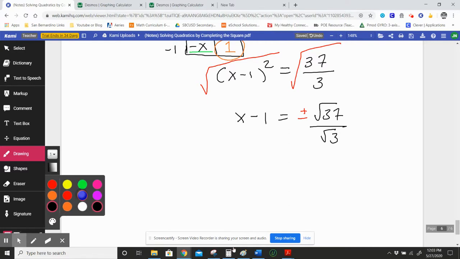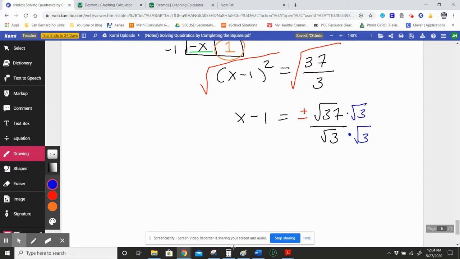The reason why I did that is I want to rationalize the denominator. So if I want to get rid of this radical on the bottom, I got to multiply it by square root of 3. And whatever I do to the bottom of the fraction, I have to do it to the top of the fraction as well. So if I do that, I'm just going to drop this down on the left-hand side. X minus 1 is equal to 37 times 3 is going to be 111. So plus or minus the square root of 111, all divided by, the square root of 3 cancels out on the bottom. So it's just divided by 3.